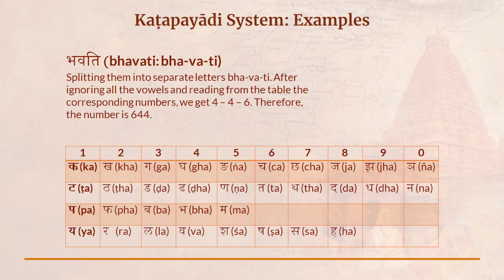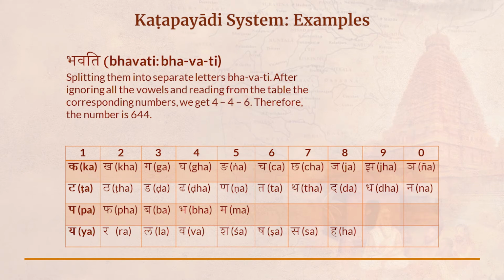Now let us look at some examples. Here is an example, bhavati, right? So let me first split bhavati into individual pieces: bha, va and ti. So you take bha, let us look at where bha is in this table. Bha is here, so bha represents 4 as you see here. Then you have va. Va is also 4, it is in the same row as you see here. And then ti. Ti is, you ignore the i and you look for ta. Ta is the number 6 as you see here. So you have the numbers 4, 4, 6.